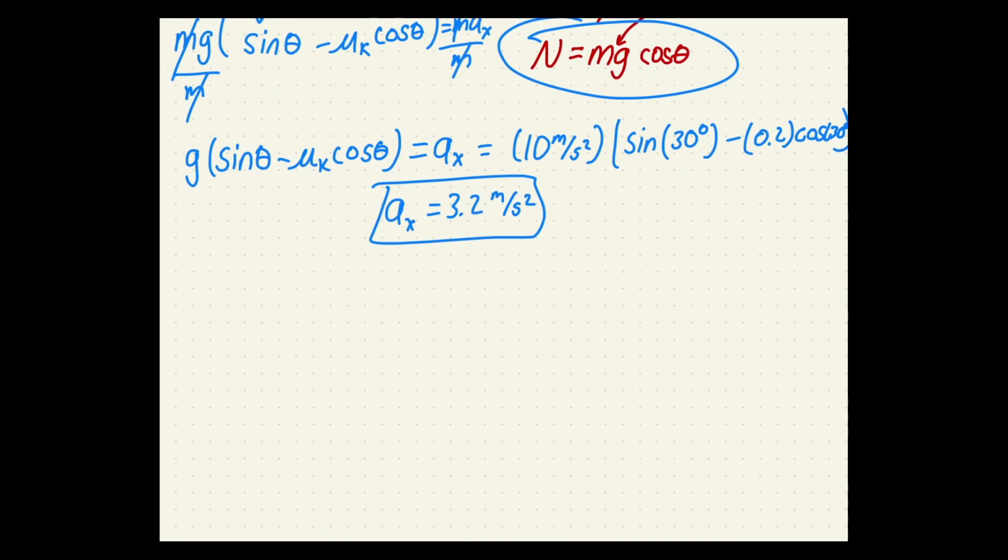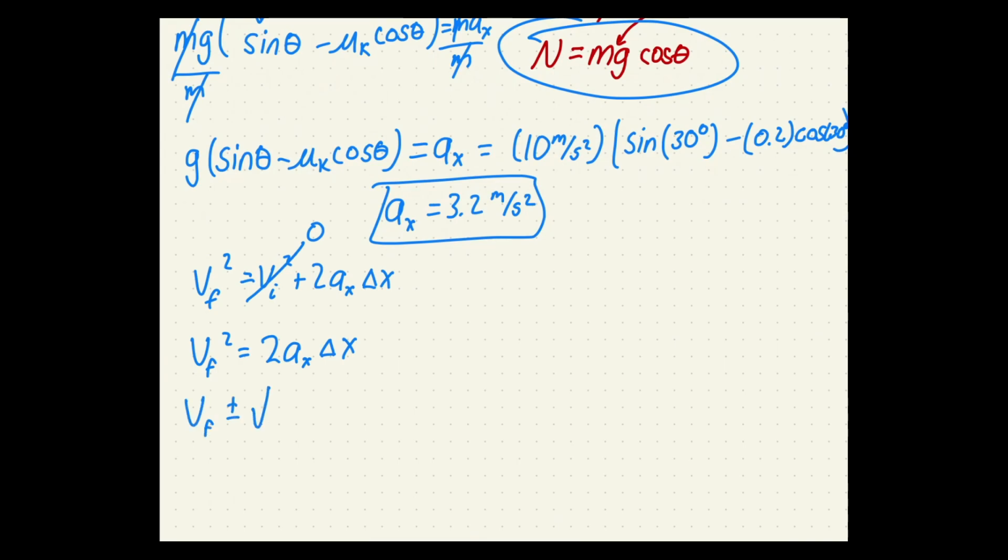So with constant acceleration, we have options now. We have one option that says v final squared is equal to v initial squared plus 2 times a sub x times delta x. We know delta x, that's 10 meters, or sorry, 1 meter. We know a sub x now, that's 3.2 meters per second squared, and we know v initial is 0 because we start from rest. So what I get then is v final squared is equal to 2 times a sub x times delta x, and then v final is equal to plus or minus the square root of 2 times a sub x times delta x.